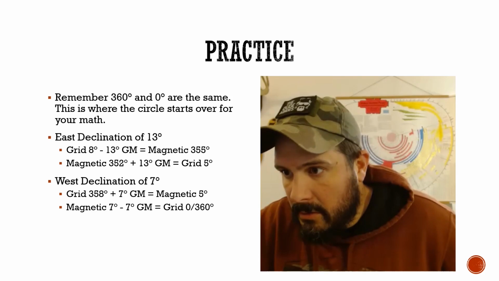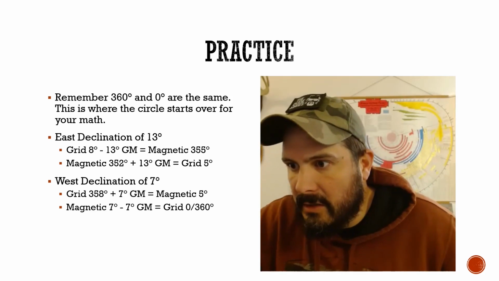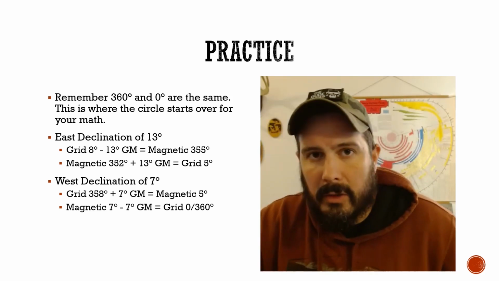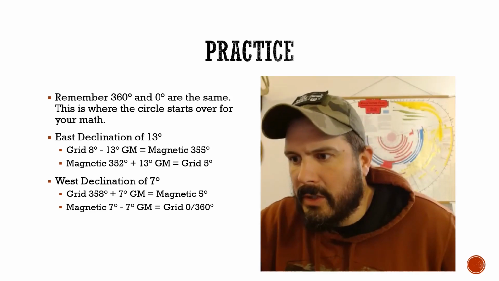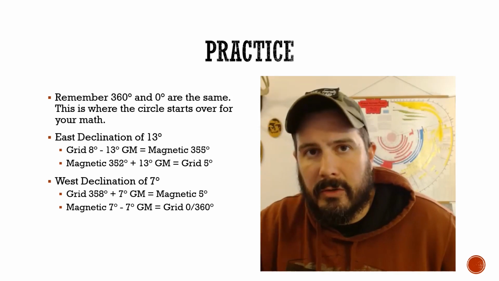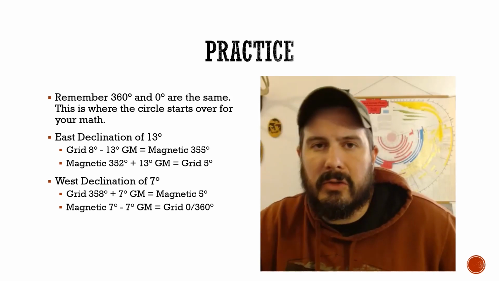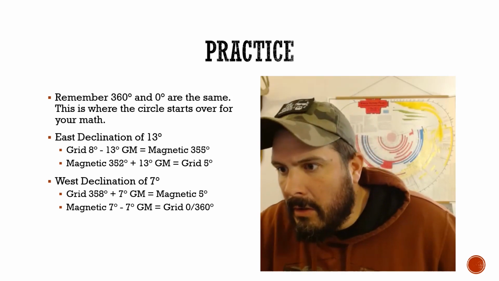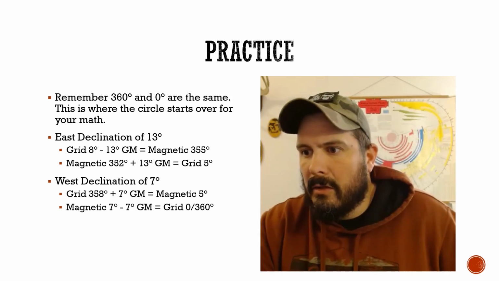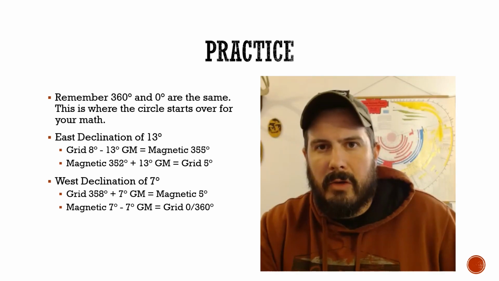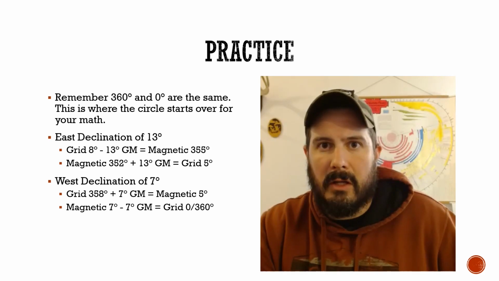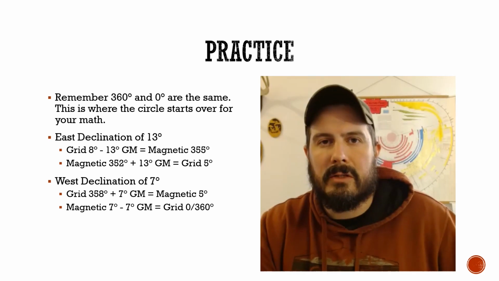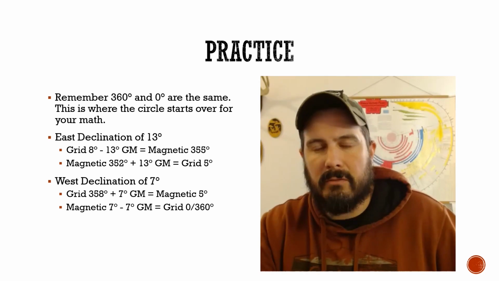Some examples: let's say we've got an east declination of 13 degrees. We've got a grid 8 degree heading. We're going to take away our 13 degree grid magnetic angle, and that's going to get us to 355. So you're at 8 and you go down 8 to get to 0, it means you've got 5 degrees left of this grid magnetic angle. 0 and 360 are the same, so 5, because that's what's left, less than 360 is 355.